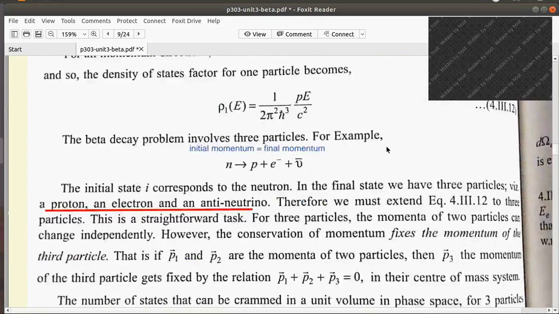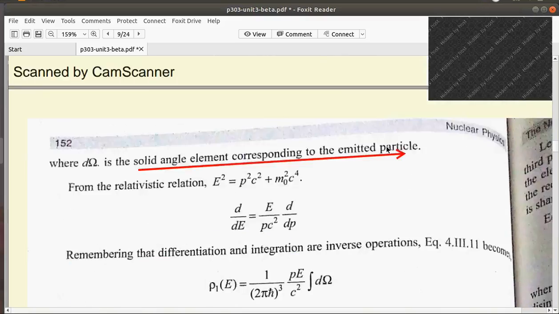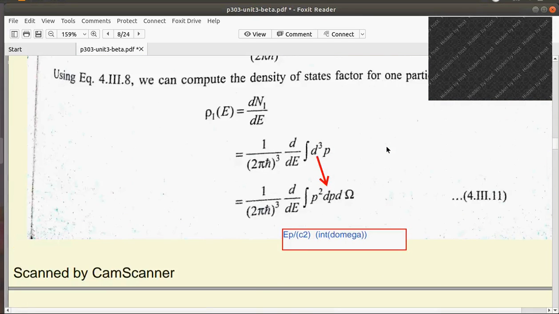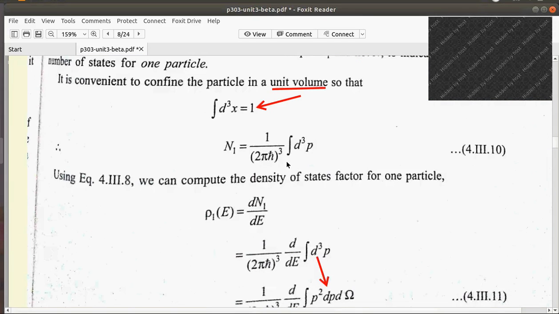Okay, when you consider n3, your expression will be equal to n1 into n1 into n1, so it will be n3. Therefore 1 by 2 pi h cut cube d cube p, then again 1 by 2 pi h cut cube d cube p, and again 1 by 2 pi h cut cube into d cube p. This will be repeated 3 times.